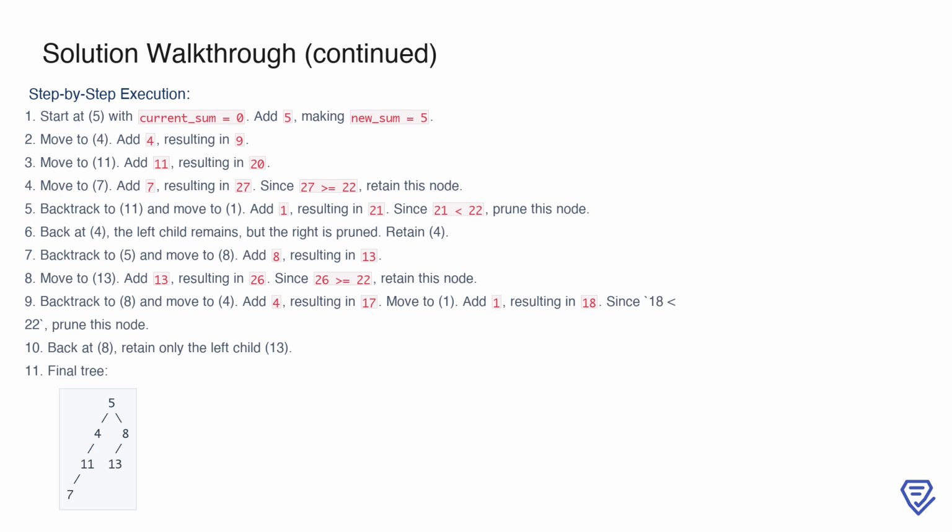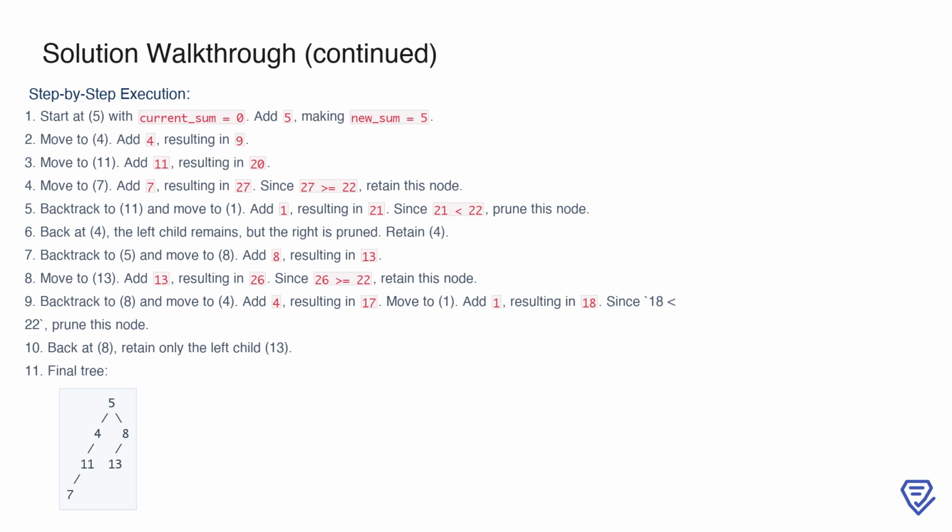Moving further down, we reach node 7, which is a leaf node. Adding 7 to the sum gives us 27. Since 27 meets the limit of 22, we retain this node. Now, we backtrack to node 11 and move to its right child, which is node 1. Adding 1 to the sum gives us 21. As 21 is less than the limit, we prune this node. At node 4, the left child remains, but the right is pruned.